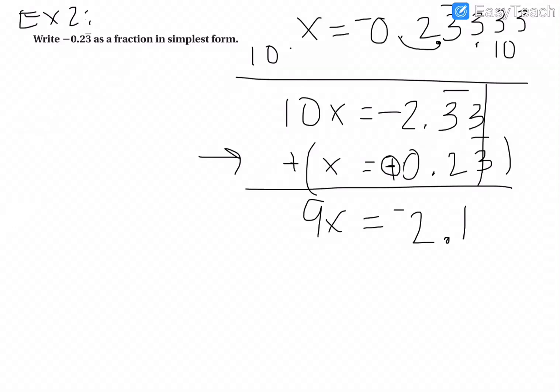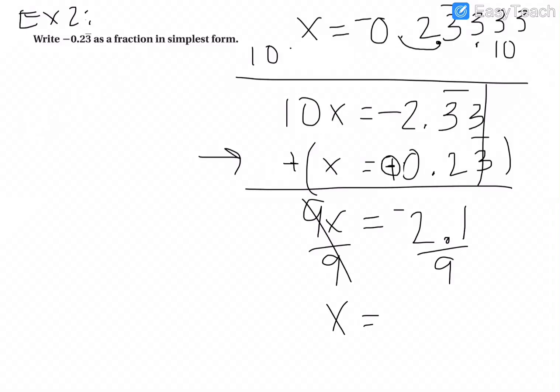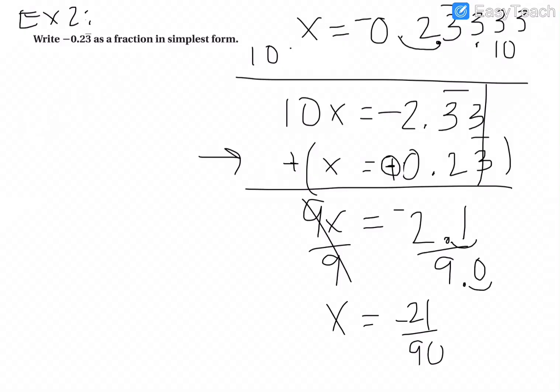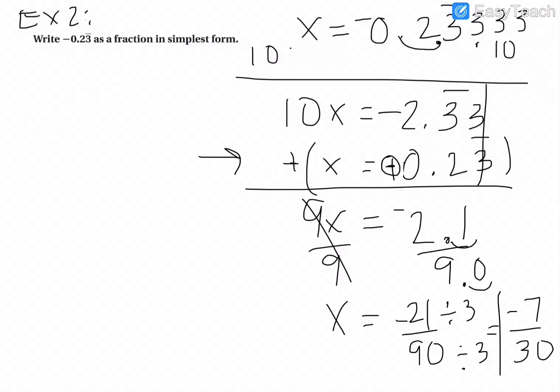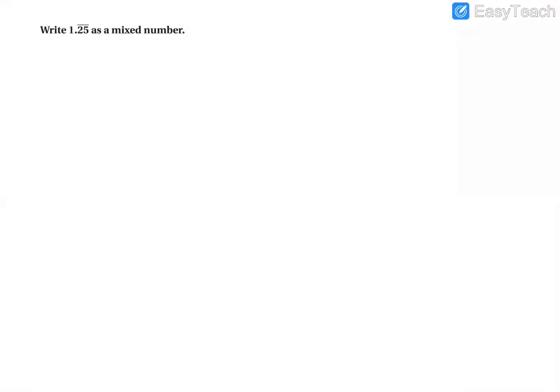Okay, and then from here we're just going to solve for x. So this one's kind of crazy because you get a complex fraction right here, but it's easy to manipulate if you just multiply it by 10 to move the decimal to the back. So you have negative 21 over 90, divide by 3, and you're going to get negative 7 over 30. Okay, so that's kind of a crazy one. Rewatch that example, especially my mistake, if you're a little bit lost. And let's go on to example 3.